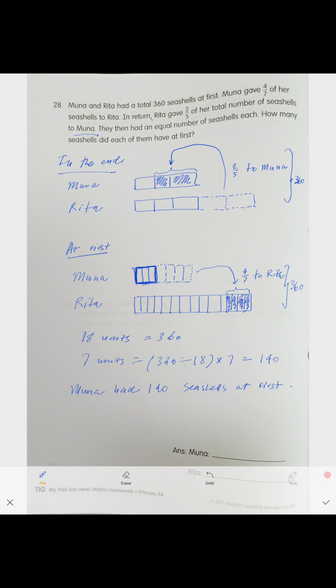Now how many did Rita have? Well, that's very simple. 360 total minus 140 that Muna had, and what is the difference? 220. That's your answer. So 140 for Muna, 220 for Rita. I cannot write here, but you have to. Rita had 220 seashells at first.